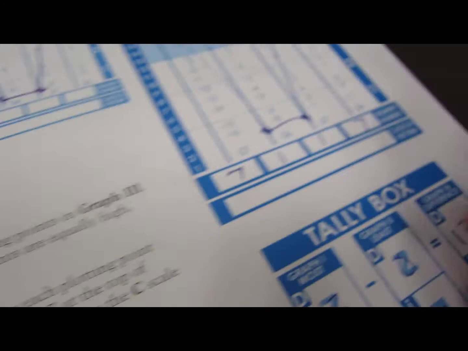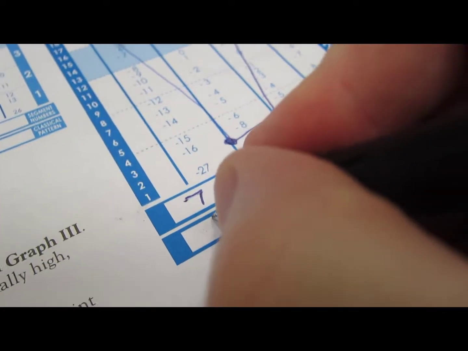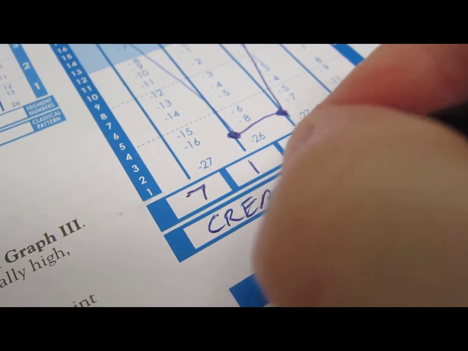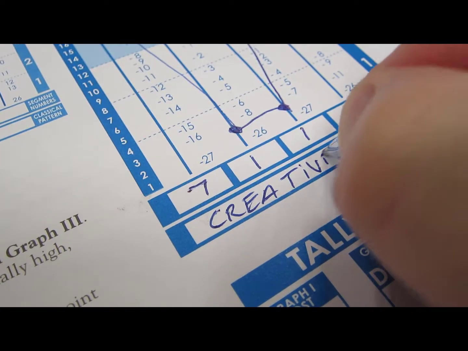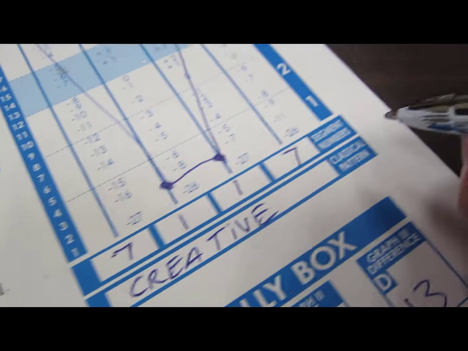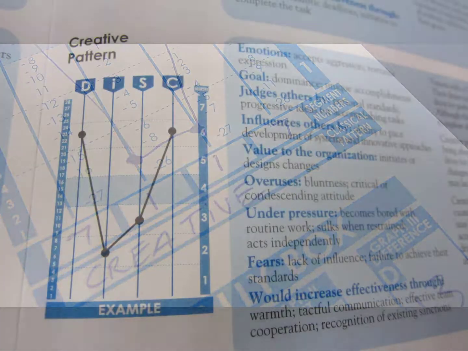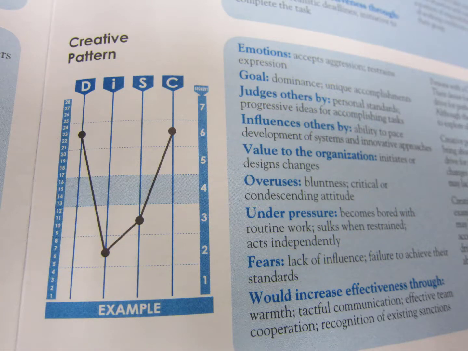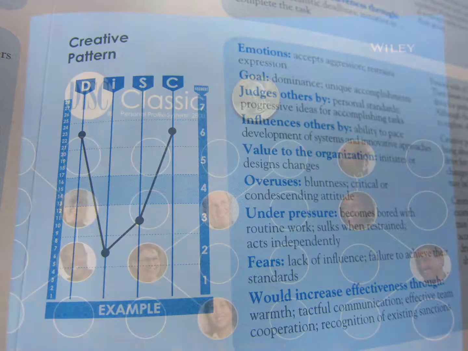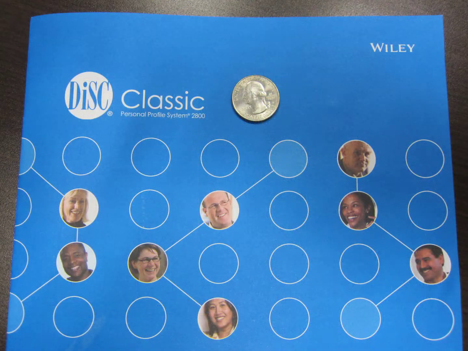So you want to make note on the bottom of your graph 3 what your pattern is. So I'll just write the word creative here. And then we'll take a look at pages 14 through 19 to find the creative pattern, and then also read the notes here. Congratulations, you've completed the DiSC personal profile.